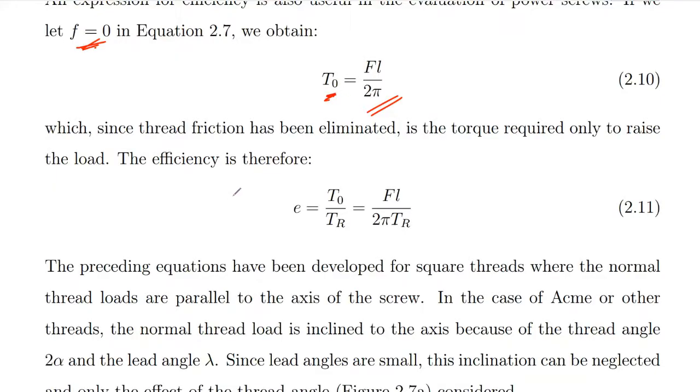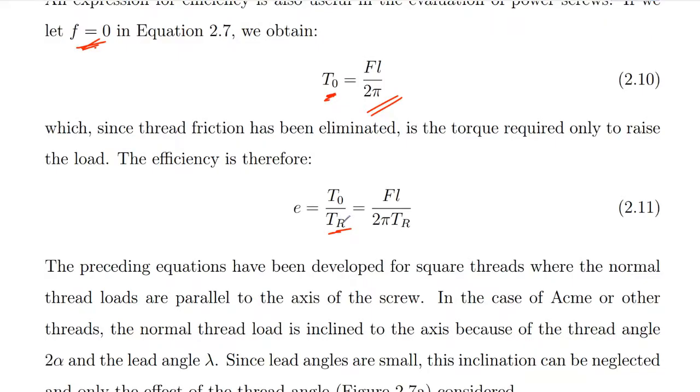And therefore we can calculate the efficiency of the system as T naught divided by TR. The TR here is the torque needed to raise the load when there is friction present, and the torque needed to raise the load when there is no friction present is T naught. So the efficiency is equal to the torque needed to raise the load with no friction, divided by the torque needed to raise the load in the presence of friction.